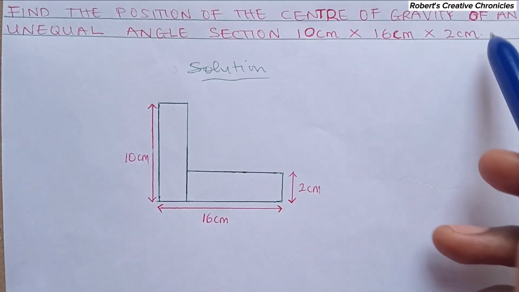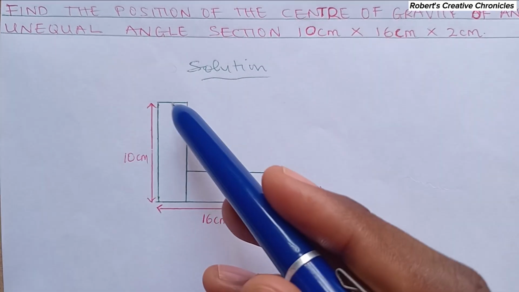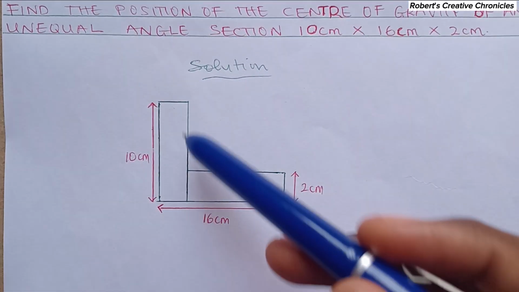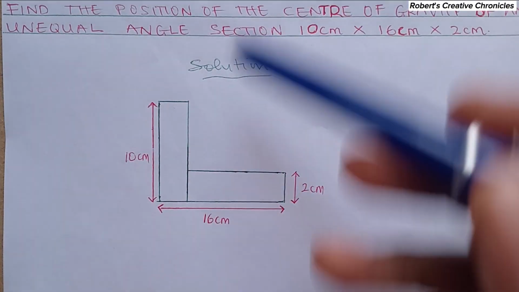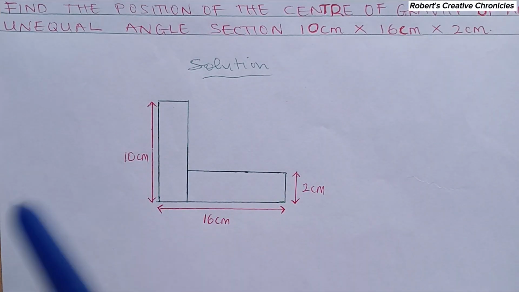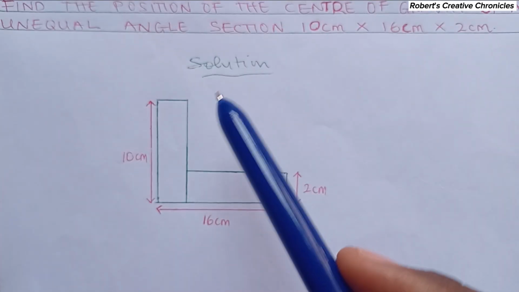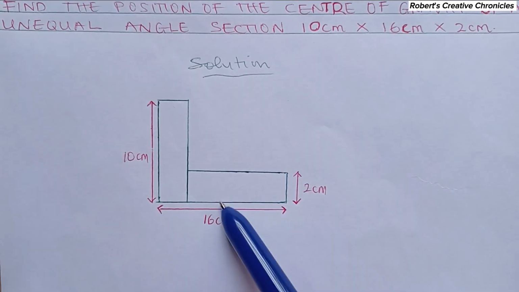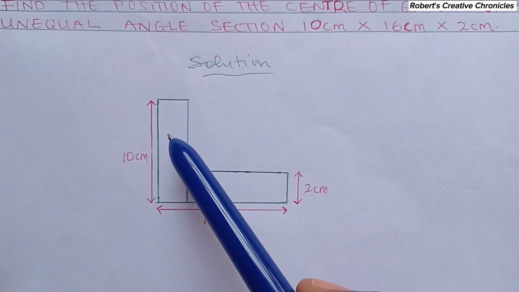Find the position of the center of gravity of this unequal angle section. In this one, there is no plane that we can find symmetrical, like in the T section, where the y-axis is the axis of symmetry, so the center of gravity will lie on that y-axis. But in this one, we cannot even find one axis that is symmetrical. Where will we find it? Is it here or here? So we have to use two axes as our reference axes.